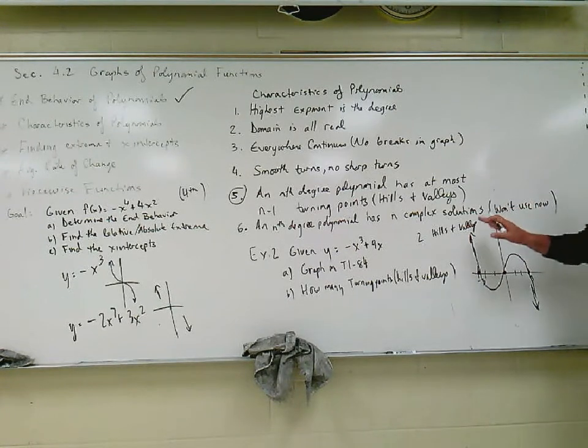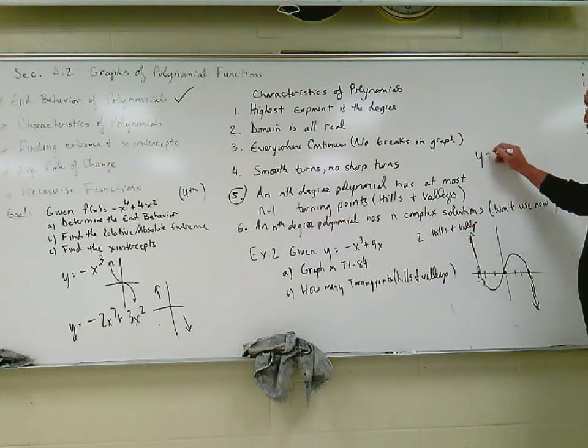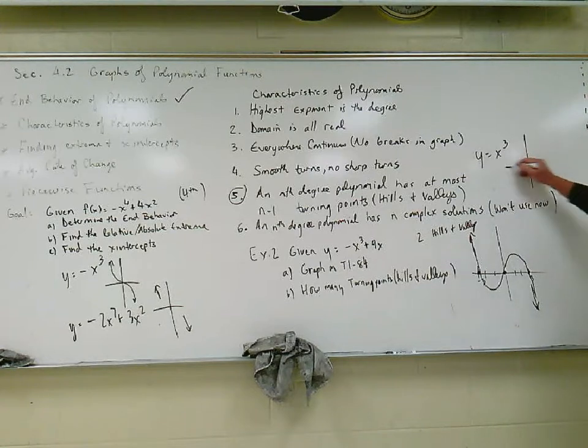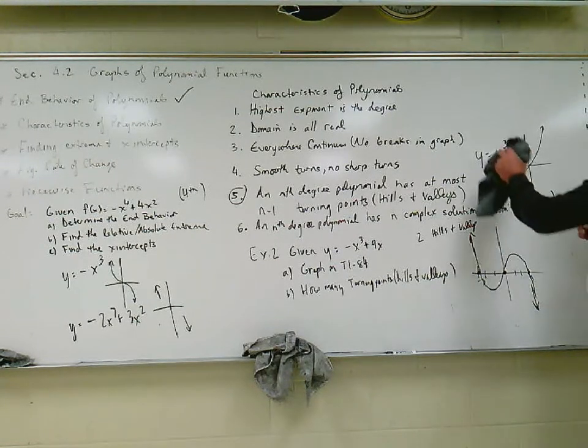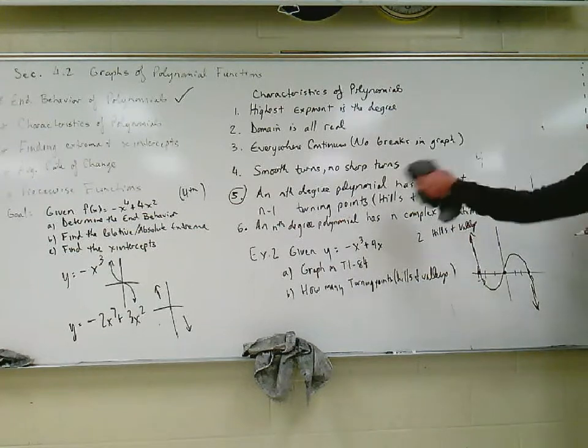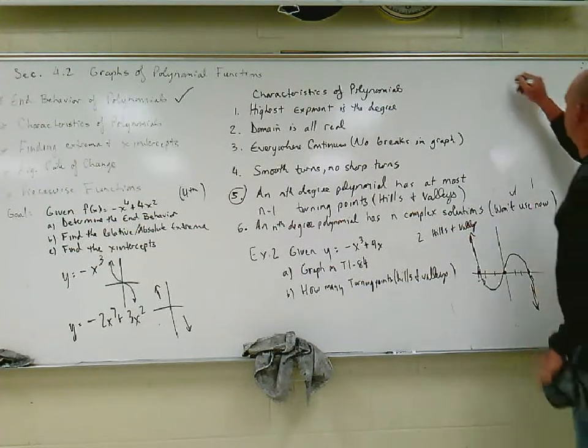So now you could have none, because just a regular x cubed graph doesn't have any hills and valleys. It just does that. It has 0. But the most it could have, if it's a 3rd degree, is how much? 2. 1 less than the degree. So if I drew this on the board, I want to make sure you understand statement 5.